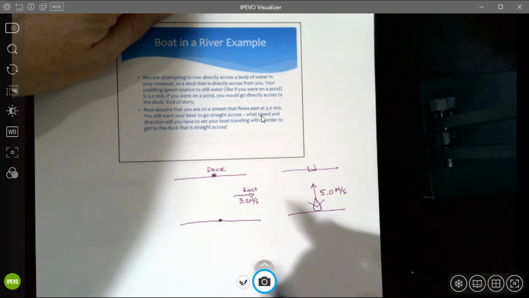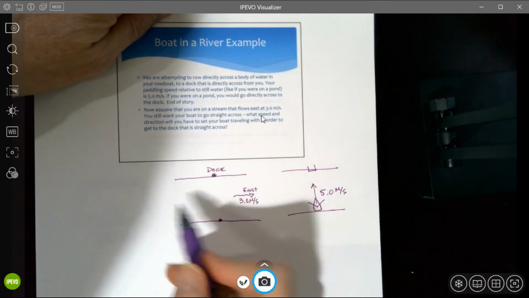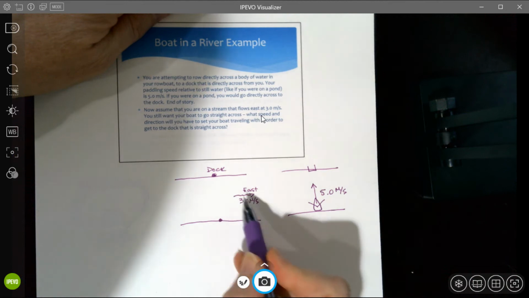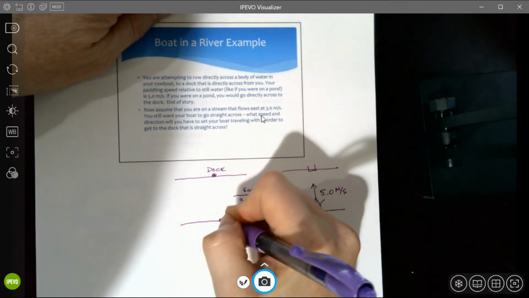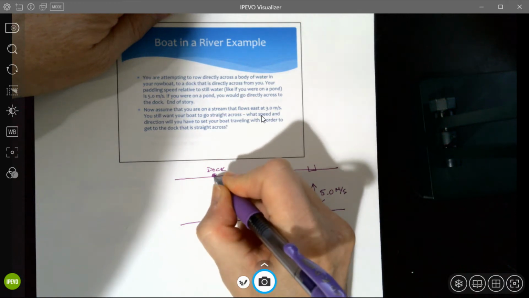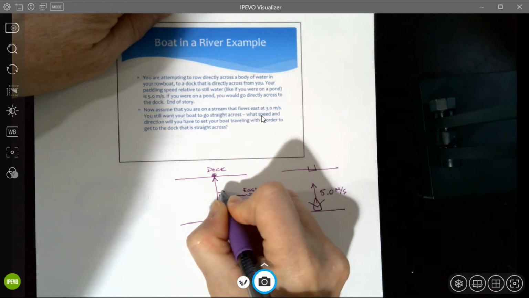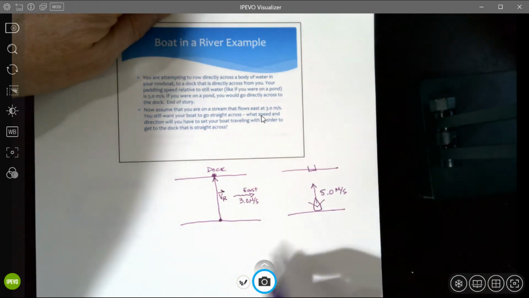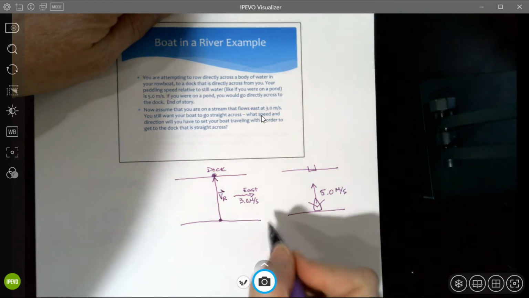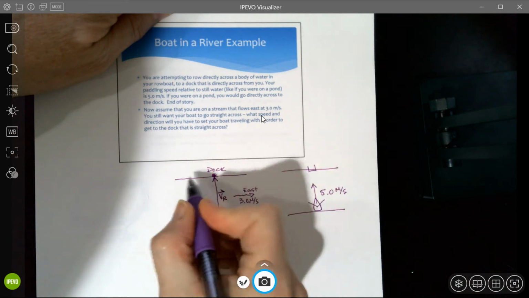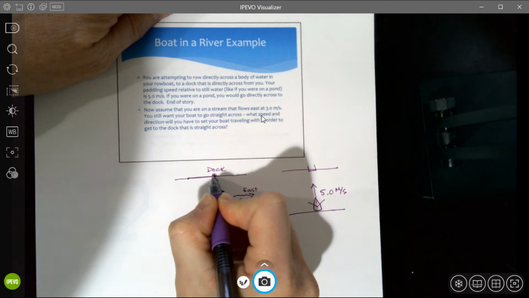What that means is we want our direction and speed plus the direction and speed of the current to add up to the result that we want, which is that we want to go straight across. This is what we want to do, so I'm calling it our resultant vector. That's where we want to end up. But we know the vector for the river, and we know that it is 3 meters per second downstream. So let's draw it here. The reason why I'm going to draw it here will become clear in a second.